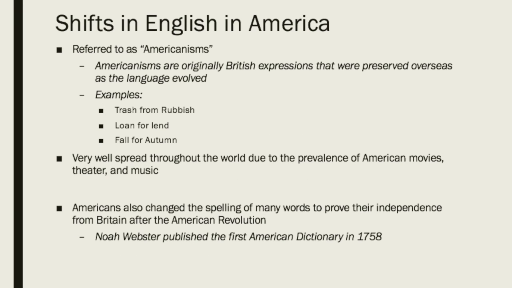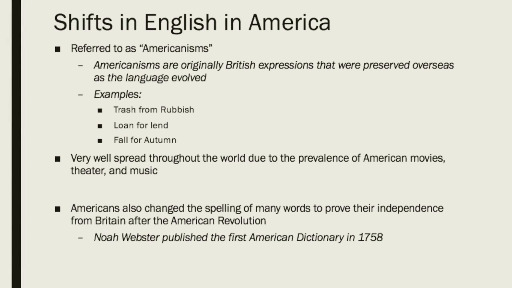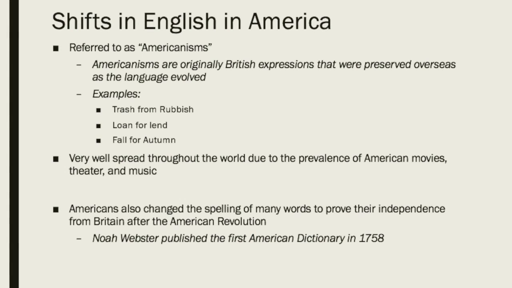So now that we know a little bit about British English, let's talk about the shifts in English in America. Oftentimes they're referred to as Americanisms. They usually don't make sense to foreigners, which is really funny because they're actually a preservation of the original spoken language as British English evolved.